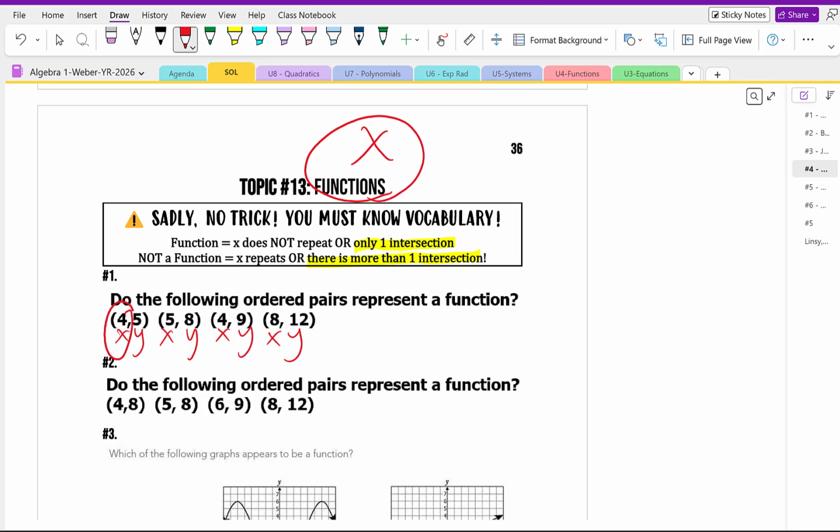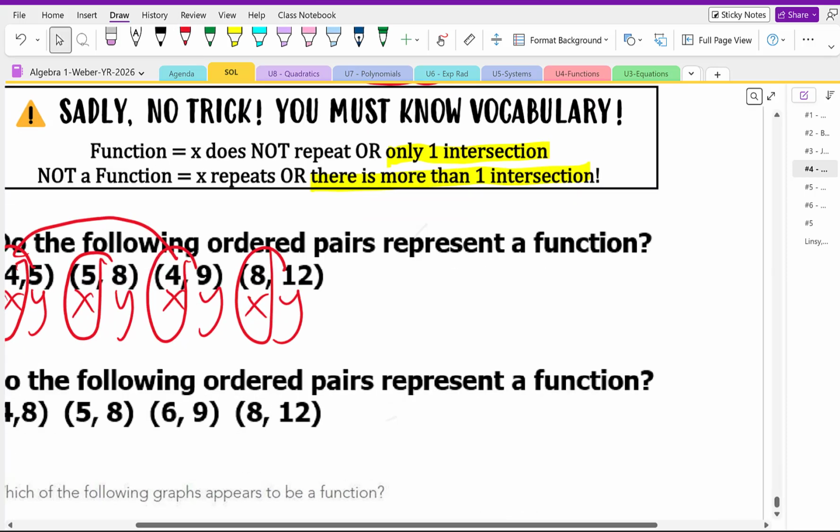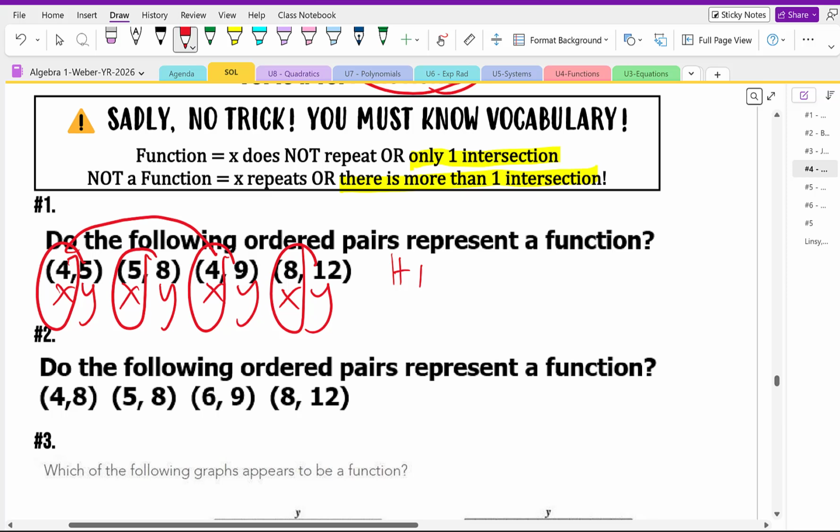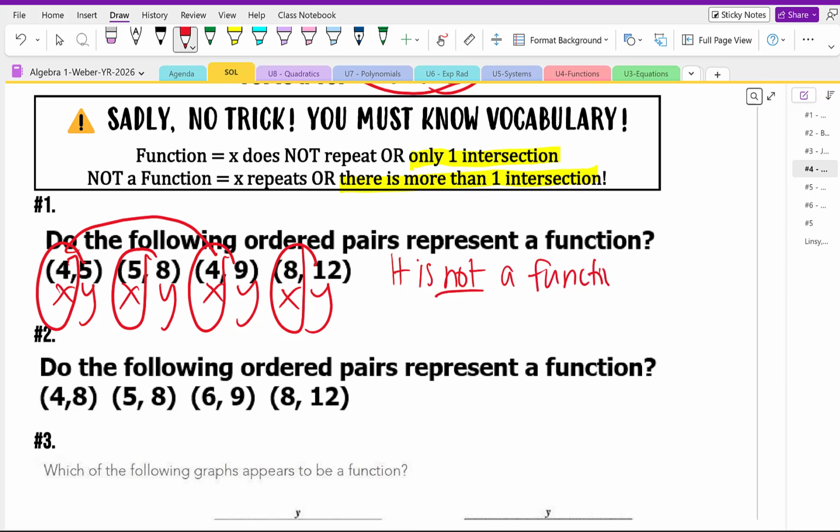So in this case, x is 4, 5, 4, 8. Notice how 4 repeats. This means it is not a function because x repeats. Now you want to write out the answer because I told you to, but also later when you look at this, you remember, okay, why is that the answer? And then you can put a 4 in parentheses to remember, okay, 4 is the number that's repeating. That's why it doesn't work. Now my next one, I look at the x's.